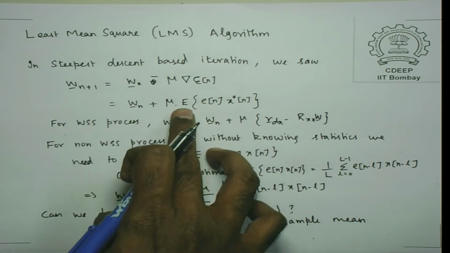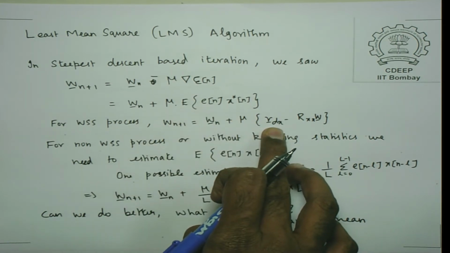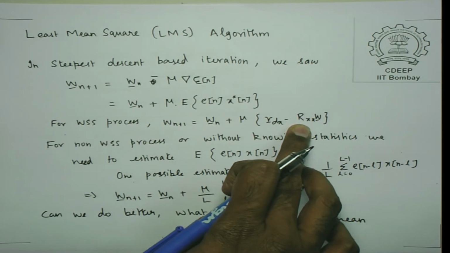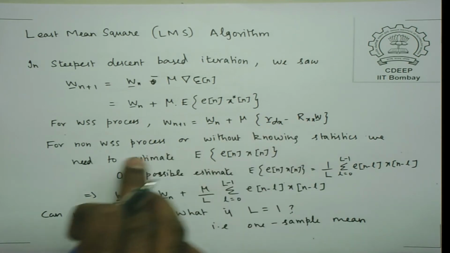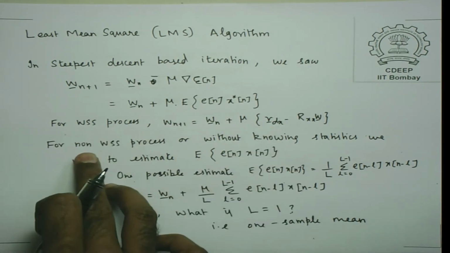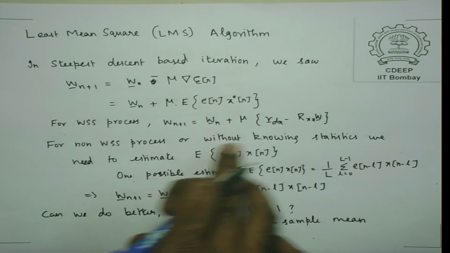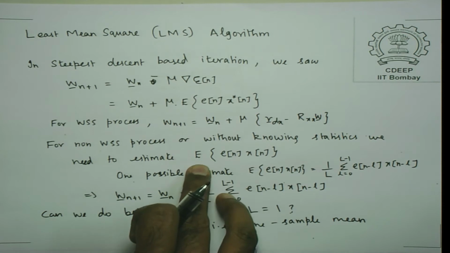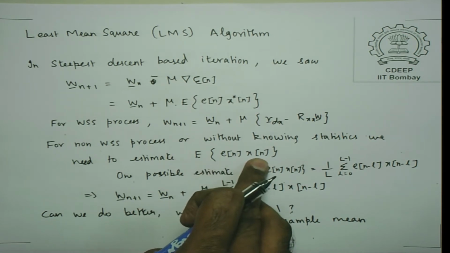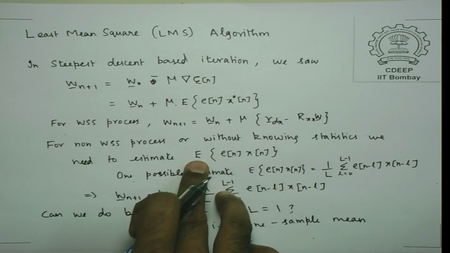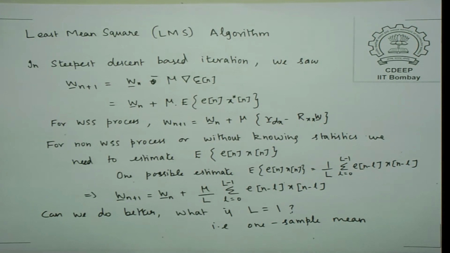But here note we have used this expectation and hence we have this cross correlation and the autocorrelation term, but expectation is a statistic which needs to be estimated. If it is a white and stationary process, this was fine, but if it is not, or if we do not want to know the statistics of the signal we are interested in, then either we need to estimate this expectation term at every instant of time, or somehow find an approximation to this expectation which could be computed as we move along in the algorithm.